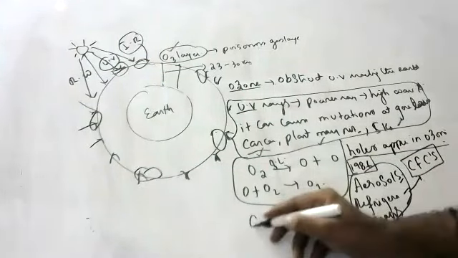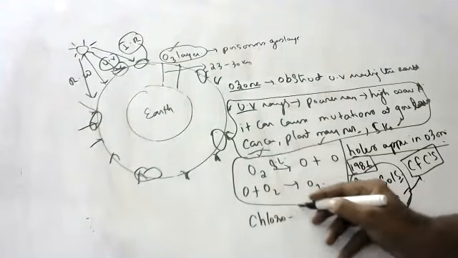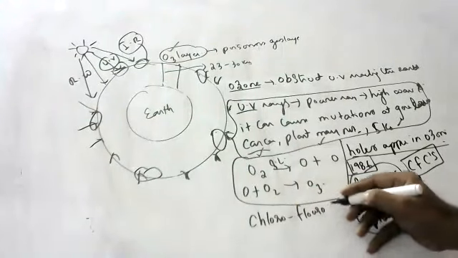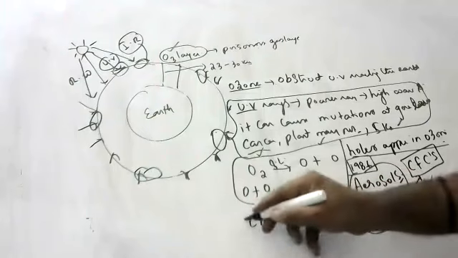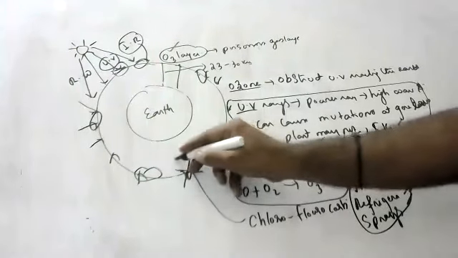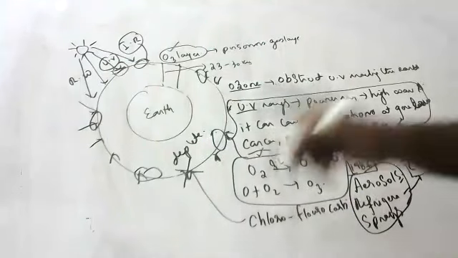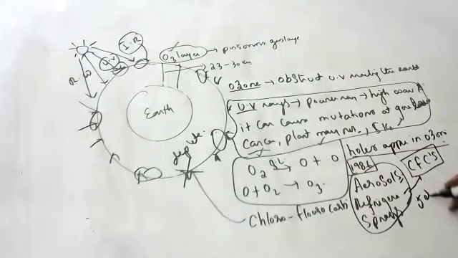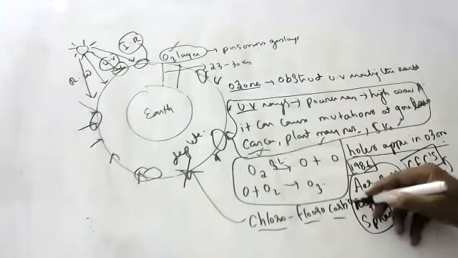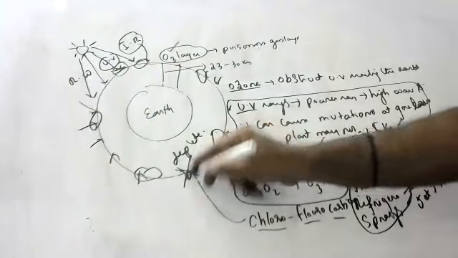What is CFC? Chlorofluorocarbon. CFCs will go and directly deplete the ozone layer. Even jet planes liberate CFCs. Rockets also liberate CFCs. What are CFCs? Chlorofluorocarbons. They deplete the ozone layer.